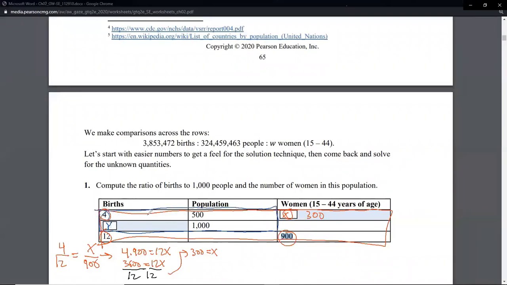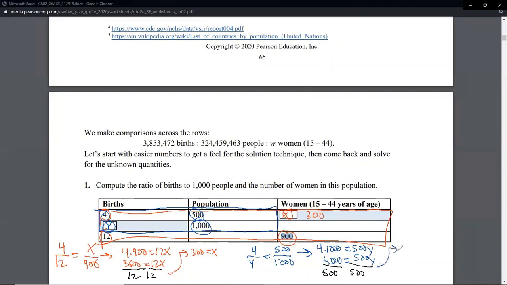Number, number, number, blank. Perfect. So that gives us our equation. I can go 4 over Y is equal to 500 over 1,000. Cross multiplying, you'll get 4 times 1,000 is equal to 500 times Y, which is 4,000 equals 500Y. Divide both sides by 500. And basically you're just doing 40 divided by 5, which is 8.